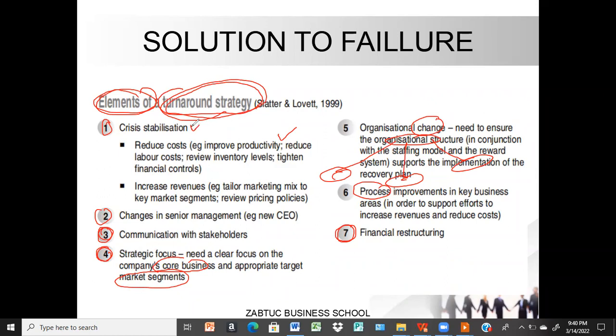Crisis stabilization, change in senior management, communication with the stakeholders, strategic refocus, organization change, process improvement, and financial restructuring, where you restructure arrangements with your lenders, with the various suppliers of goods and services.